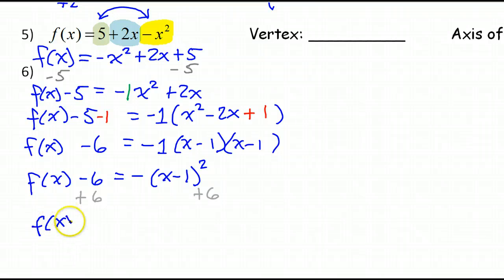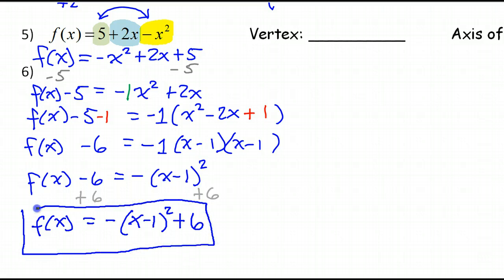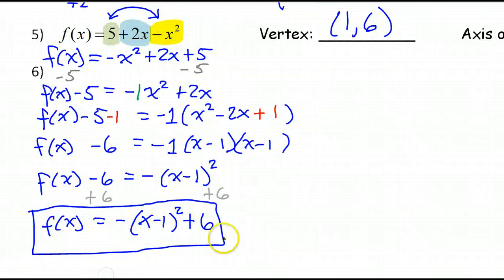So that'll be f of x is equal to negative x minus 1 squared plus 6. Okay, and that's it. So this is vertex form. And the vertex will be the opposite of this one, comma this one. So it'll be 1, comma 6. And the axis of symmetry will be x equals 1 because of that. Alright, that's number 5.